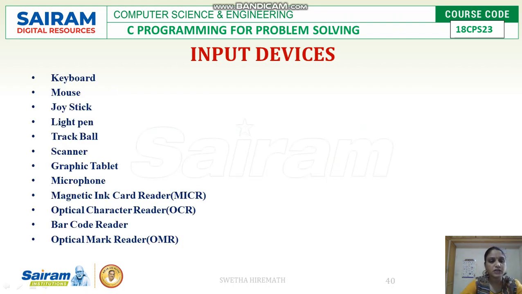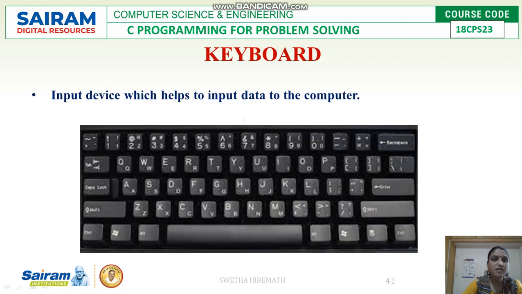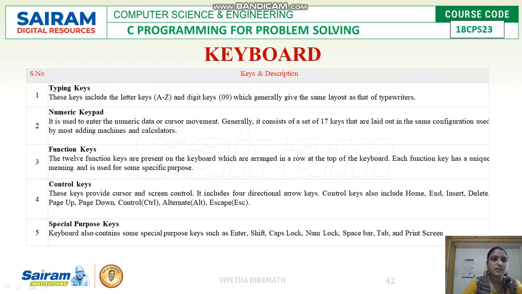Here I have listed the different types of input devices which we have, and we'll be looking at them one by one. Keyboard, mouse, joystick, light pen, trackball, scanner, graphic tablet, microphone, magnetic ink card reader, optical character reader, barcode reader, optical mark reader. Coming to the first one, keyboard, we all know it is a QWERTY keyboard and it has many keys, which are differentiated into different types like typing keys, numeric keypads, function keys, control keys, and special purpose keys.